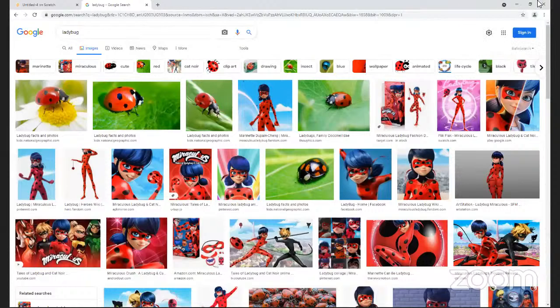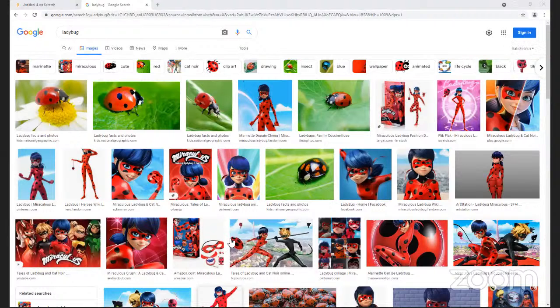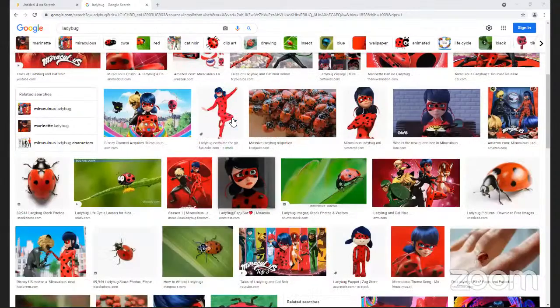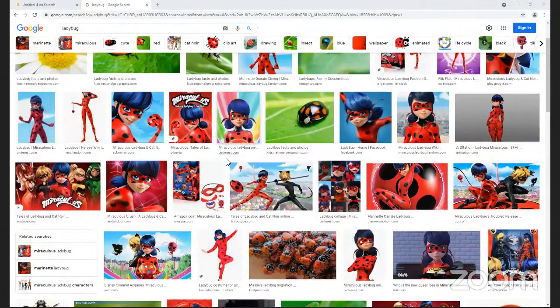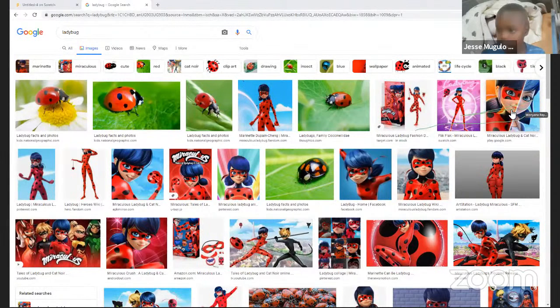One is half a human, half a ladybug. Okay, just look for that one. Scroll down. It's up there. Go up. Are you able to show where exactly it is? Go up. This one. Yes, that one. Okay, click that and download it.